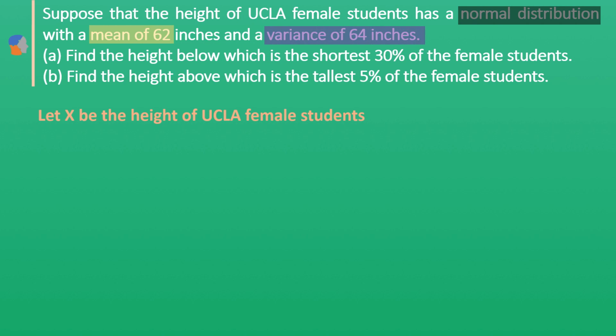Variance is given, but we need to find the standard deviation. What is the standard deviation? How do we find the standard deviation when variance is given? Yes, standard deviation is the square root of the variance. That means square root of 64. That is 8. So standard deviation is 8.